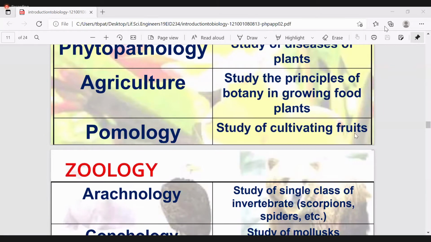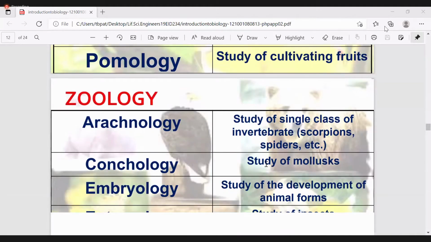The next thing is, now our strength is 60. Only 50 have reached. Ten members are absent. Who are those?